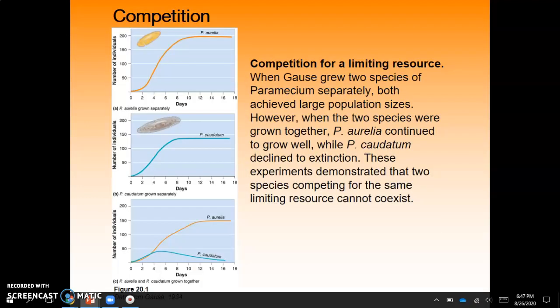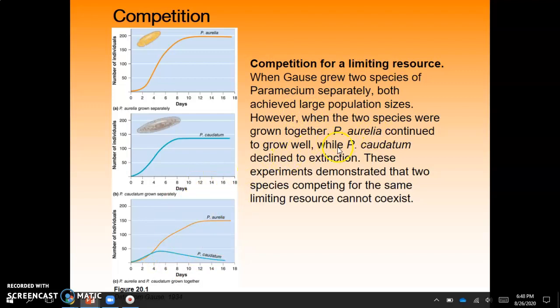So this is an example. There was an experiment where two paramecium were grown separately, and when that happened, they both achieved large population sizes. So if you're growing a paramecium in the laboratory, they had two different populations, they were by themselves, and when that happened, they were both able to experience an exponential population growth, and they were able to reproduce very rapidly. However, when the two species were grown together, so in the same area, P.